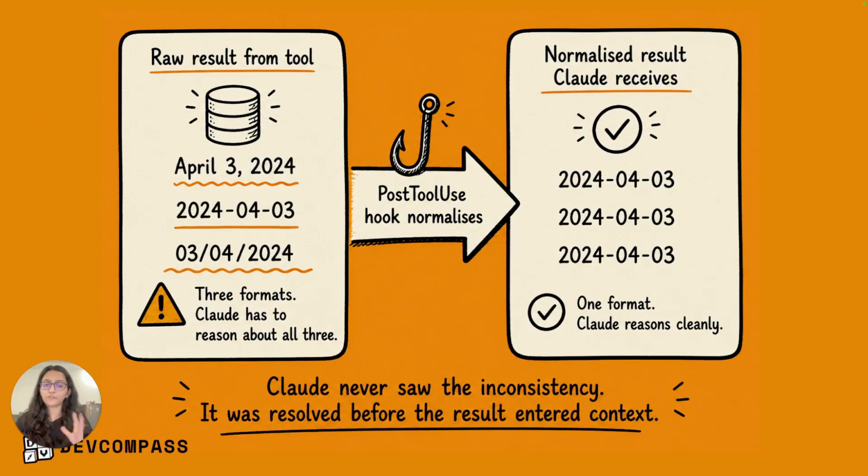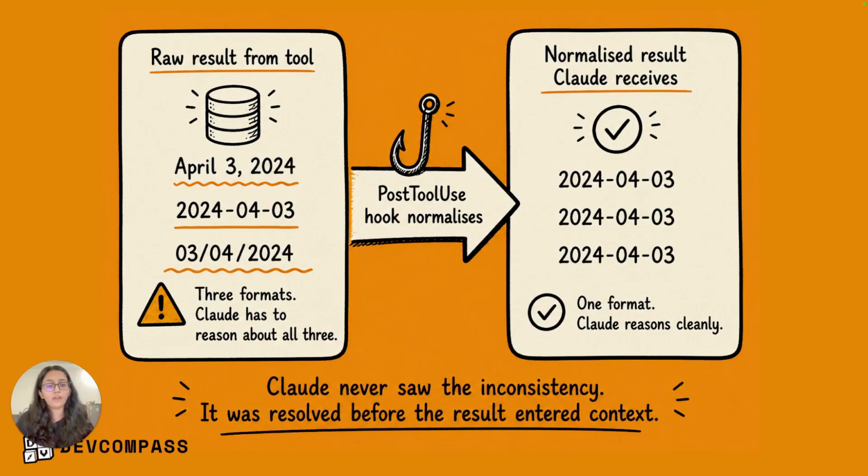Okay, so a different type of problem. The tool ran successfully, but the result needs to be cleaned up before Claude sees it, right? So if you look at the left panel on the screen, your customer database returns dates in 3 formats depending on the region the customer record is stored in. One record comes as April 3rd, 2024, another as 20240403, another in a different format. All 3 mean the same date, but Claude receives them as 3 different strings across a conversation.